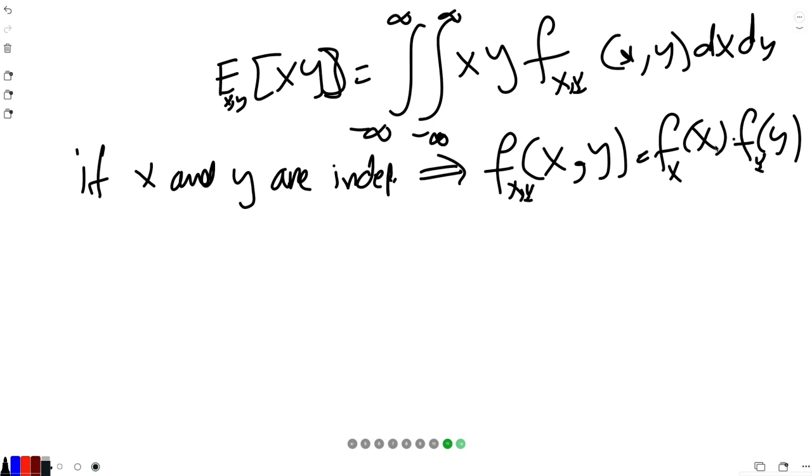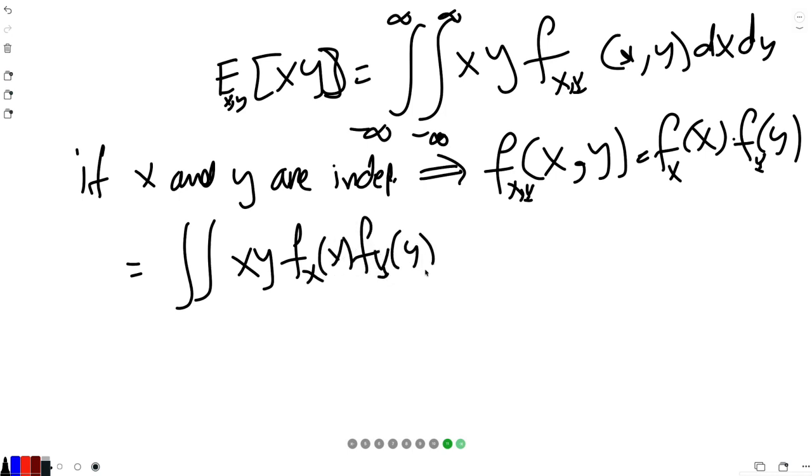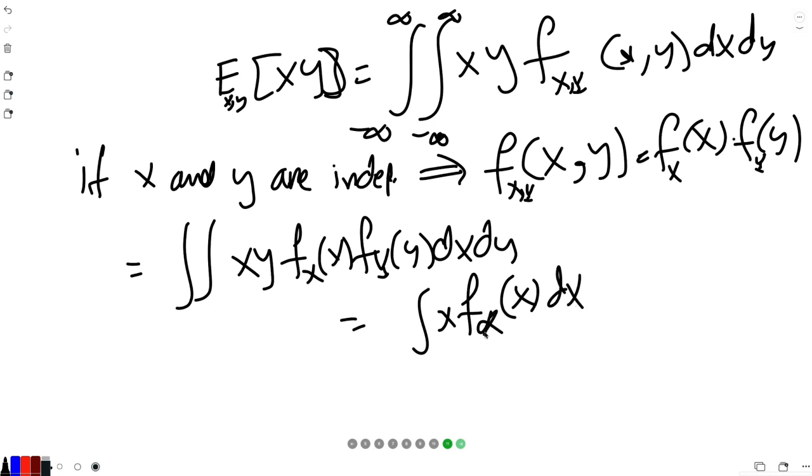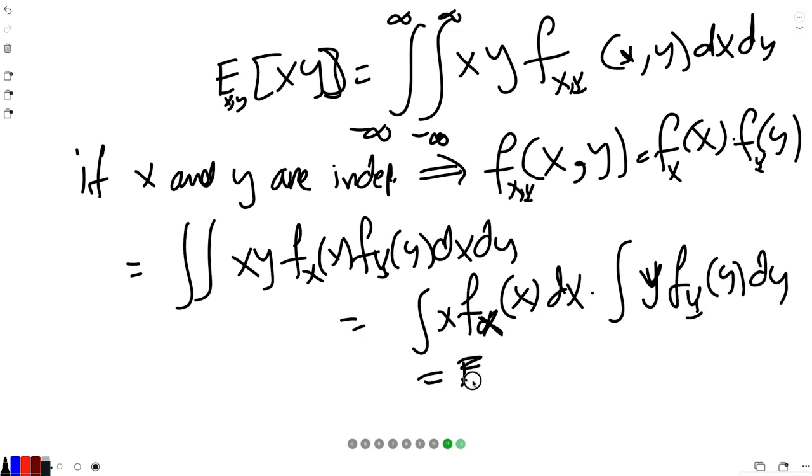Okay, now substitute this here, then it will be like double integration of x y fx of x times fy of y dx dy. Okay, now they are separated, so it can be easily separated also in the integration. So it becomes integration of x dx times integration of y fy of y dy, and this will be the expected value of x times the expected value of y. So actually this is the case when x and y are independent.